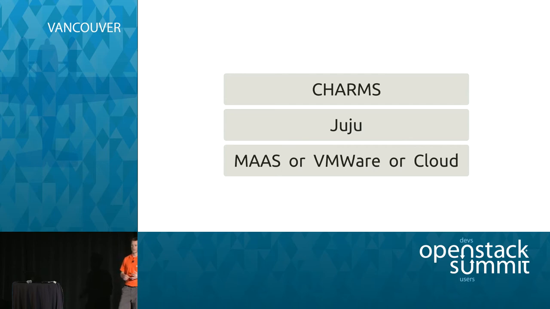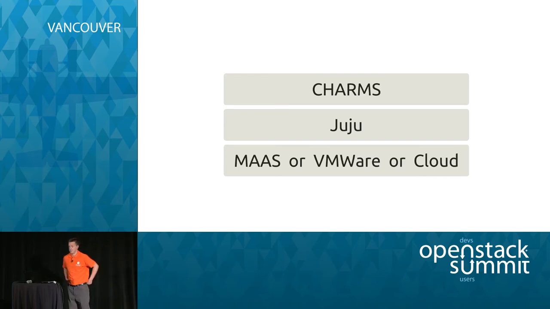MAAS is Metal as a Service. It gives you the ability to cluster hardware, physical nodes in your data center, and treat those as if they were just virtual instances, right? So once you have a cluster of hardware, it'll provision an operating system of your choice to it. That could be Windows, could be RHEL, could be SLES, OpenSUSE, CentOS, could even be Ubuntu. And then Juju works with MAAS to be able to deploy these services to MAAS, just like we could deploy to OpenStack or deploy to Azure or deploy to AWS. So you can deploy those same charms to all those different places if you want.